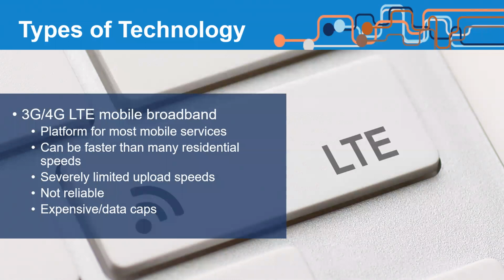First, we have 3G and 4G LTE. These are mobile broadband technologies. I think all of us are probably very familiar with these if we have cell phones now. They've been running these technologies probably for close to a decade. It is currently the platform that most mobile services are provided off of. Depending on the level of broadband service where a customer is, these mobile solutions can be faster, especially than residential speeds that are delivered by the other technologies I just went through. I would say some of those technologies, fiber would not be one of those.